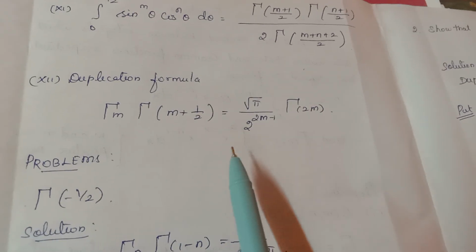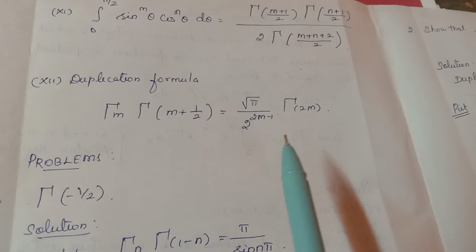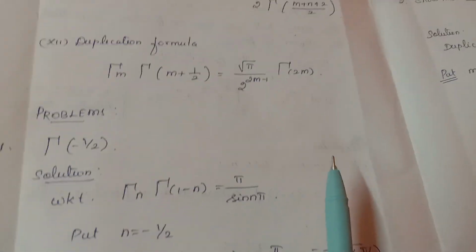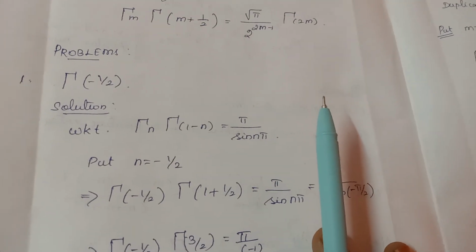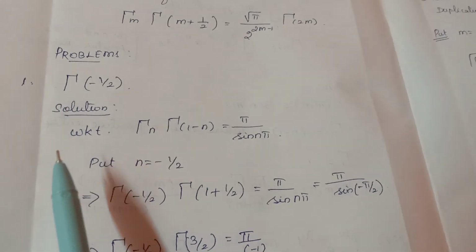This is also an important property. So you have to learn by heart all these 12 properties for doing integration problems. Okay, let's do a few problems based on all these properties. First one: find the value of gamma of minus 1 by 2.